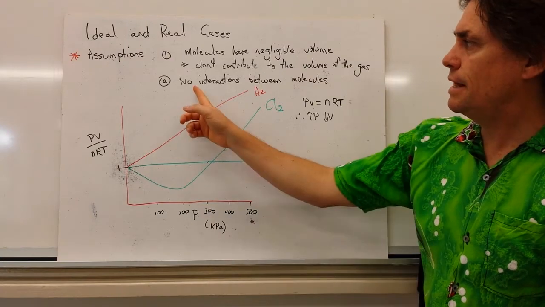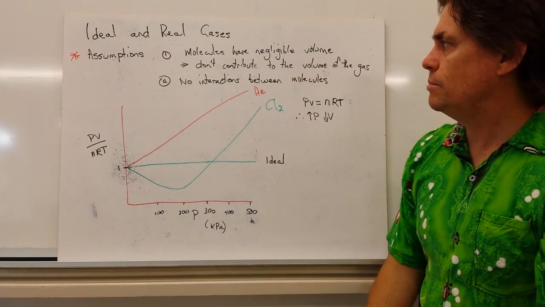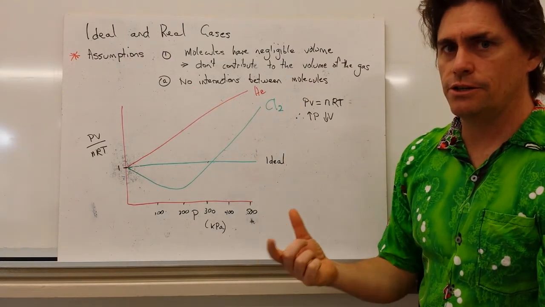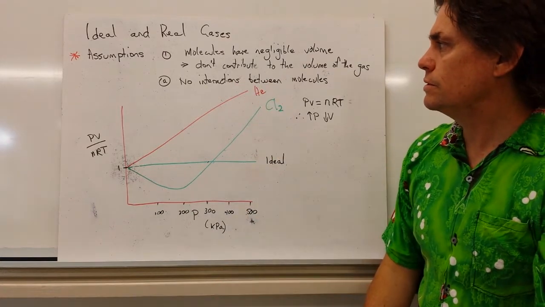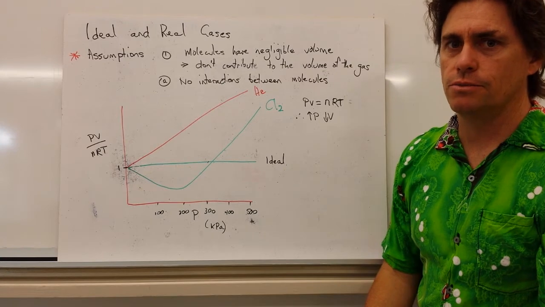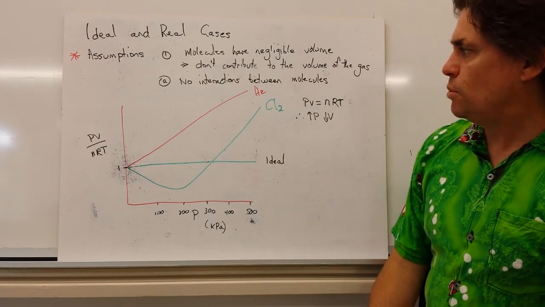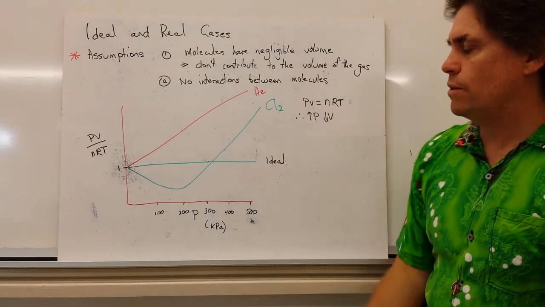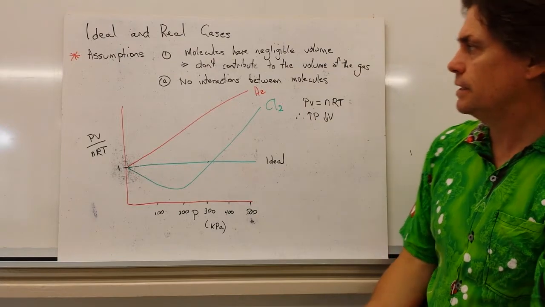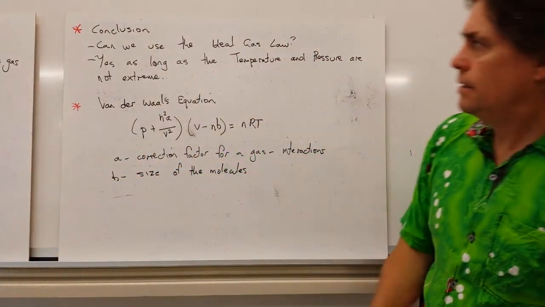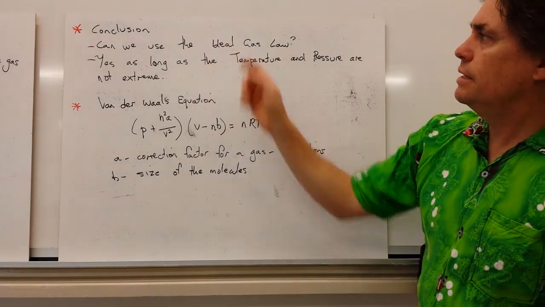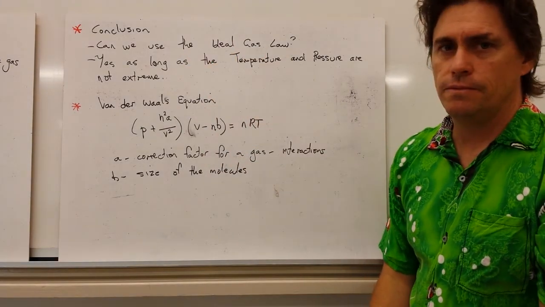Second of all, we said that there were no interactions between molecules. There were interactions between the gas molecules and their container, but not between molecules. We know that that's incorrect as well. So does this put our ideal gas law equation into jeopardy? Let's have a look. In other words, can we use the ideal gas law?